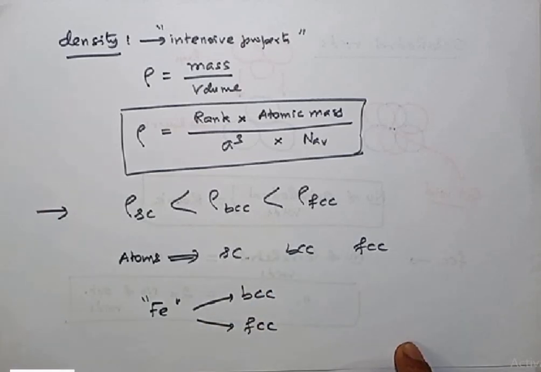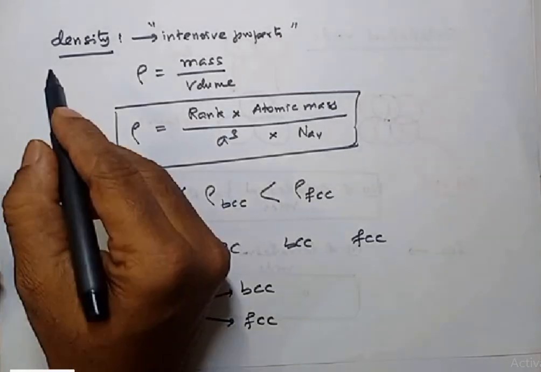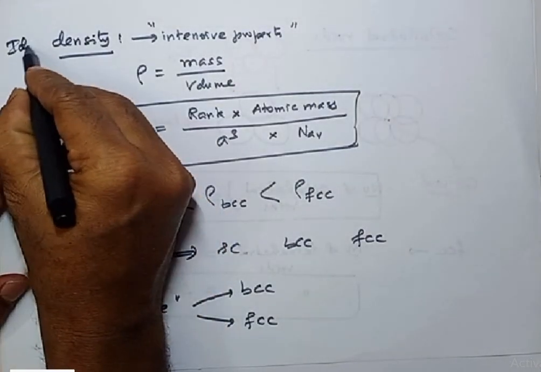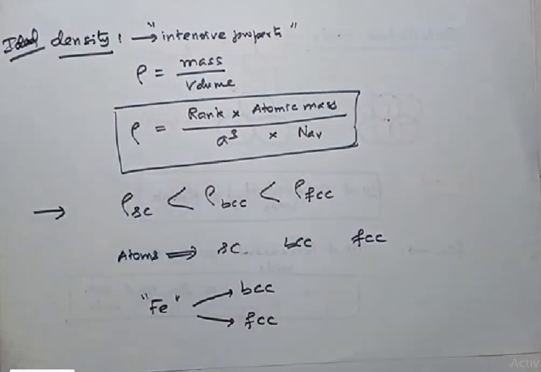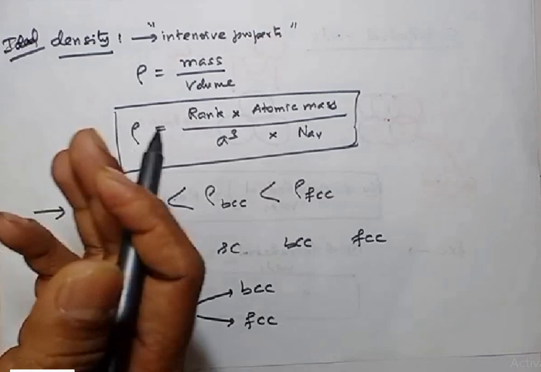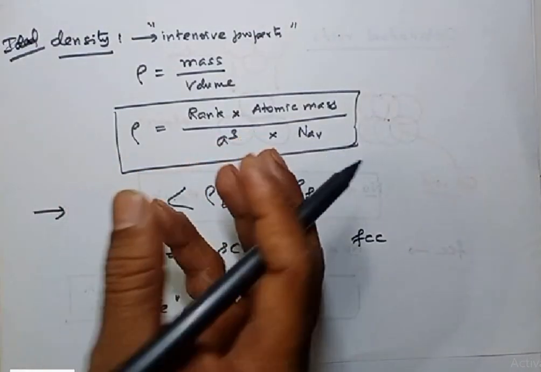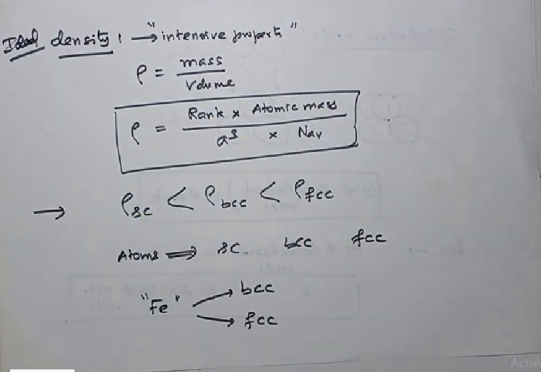Take note. This is often called the ideal density, the expected density. But due to some defects, you may not get the expected density. The density may be lesser than the expected value.